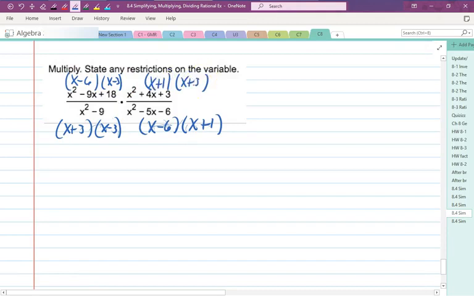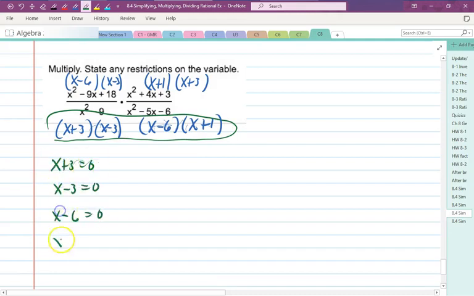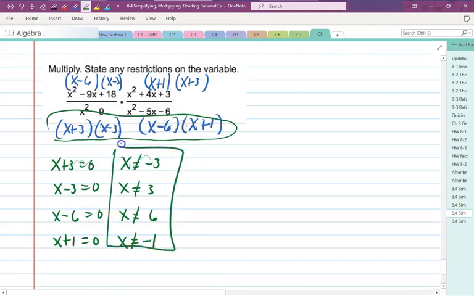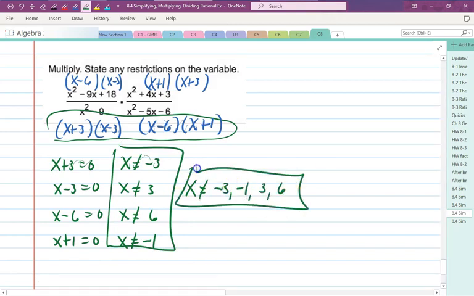Now that I have all of the factors, I need to find the restrictions or the excluded values. So I take the bottoms, all of them, and set them equal to 0, and solve. So all of these will be my restrictions. Now sometimes they want you to simply list them, and a lot of times they say from smallest to largest. So again, make sure you're reading the directions. Now we can move on to the multiplying.